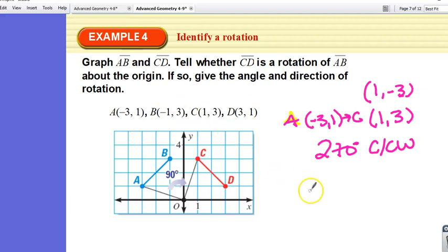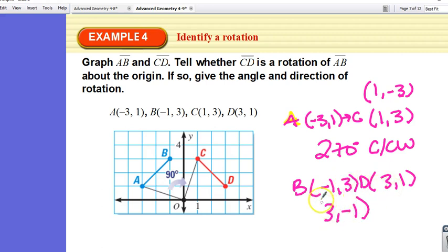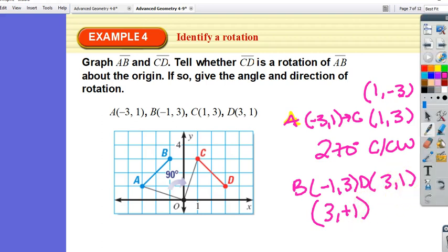Let's double check on the next points. So point B is at -1, 3, and B is becoming what? D, 3, 1. All right, 1, 3 to 3, 1. Switch the X and the Y. Change the sign of the new Y. Yep, that's what's going on there. So it's definitely 270 counterclockwise.